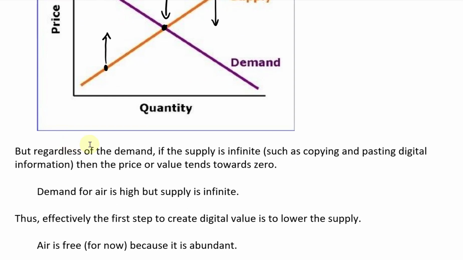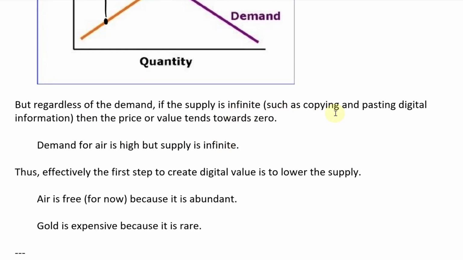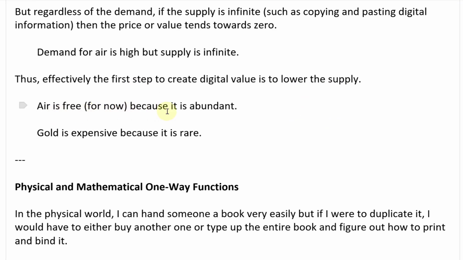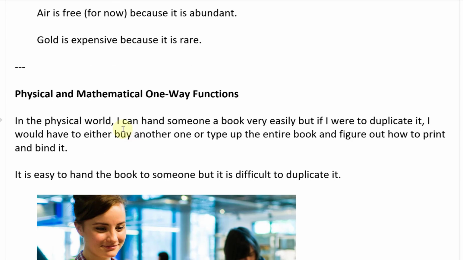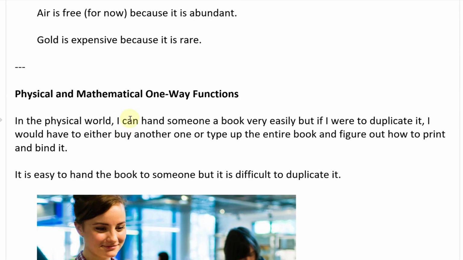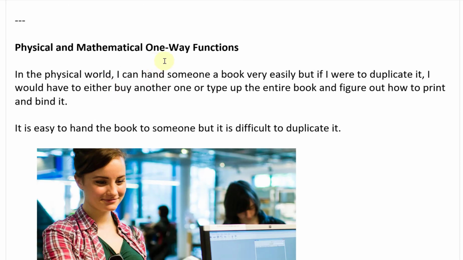But regardless of the demand, if the supply is infinite, such as copying and pasting digital information, then the price or value tends towards zero. So demand for air is high, but supply is infinite. You need it to breathe, but it's everywhere, so it's free for now. Thus, effectively, the first step to create digital value is to lower the supply. Air is free for now because it is abundant. Gold is expensive because it is rare, and demand, likewise, is an after effect of the supply. All right, now let's look at physical and mathematical one-way functions.